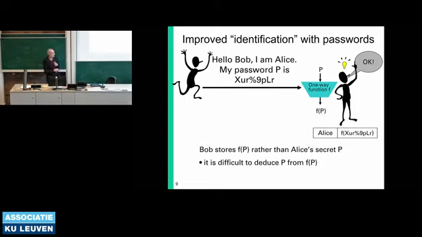Which means that if you break into Bob, you will not find the passwords, but only the hash of the password. And there have been several breaches where only hashes were leaked, so at least this gives you some protection. Of course, if your password is 1, 2, 3, 4, 5, 6, your password is not going to help you. Okay, but if your password is reasonably complex, then it will be hard to recover it from this list.